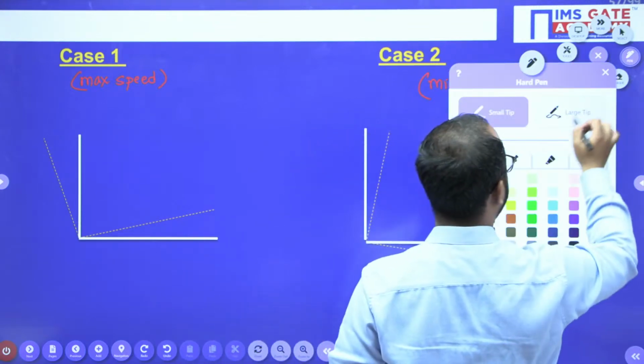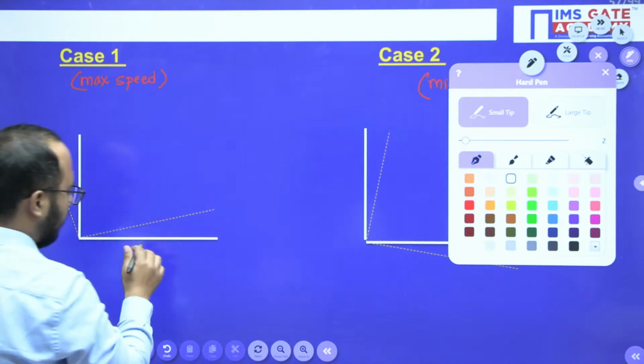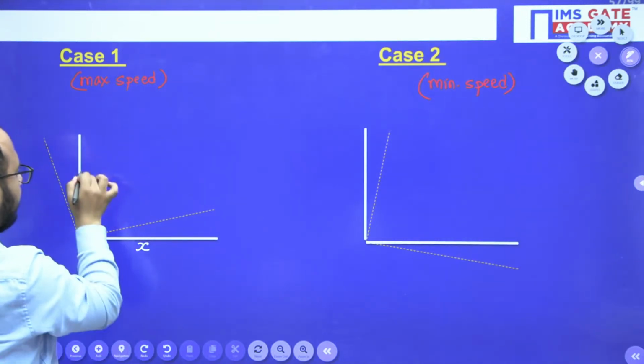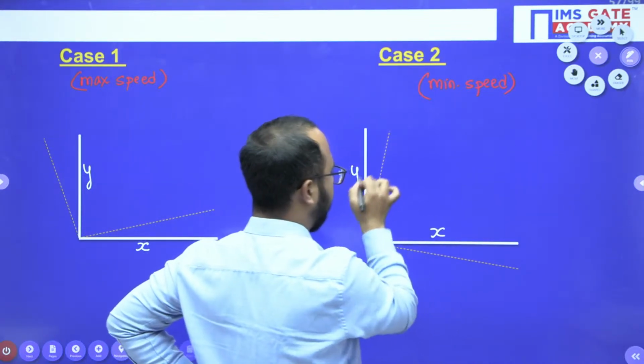Clear, everyone? Okay, I hope this is clear. Now the horizontal arm I can consider as X, vertical arm as Y. Again, horizontal arm X, vertical Y, like this.